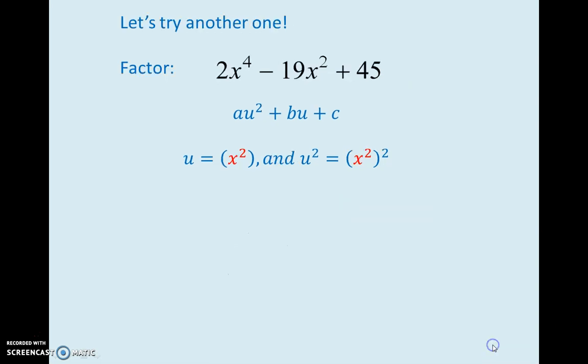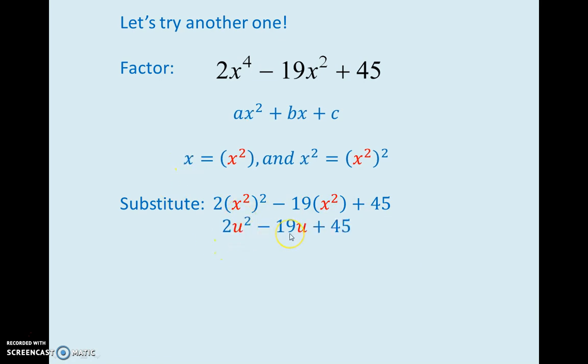We're going to take a look at another one. So we've got 2x to the fourth minus 19x squared plus 45. Here's my quadratic form again. Each u is going to be replaced with x squared and vice versa. That means that u squared is actually x squared squared. So in this case, when I'm looking at 2x to the fourth, really that's going to be 2 times x squared squared again, minus 19x squared plus 45. Every time I have an x squared, I can replace it with a u. So this is going to be now 2u squared minus 19u plus 45.